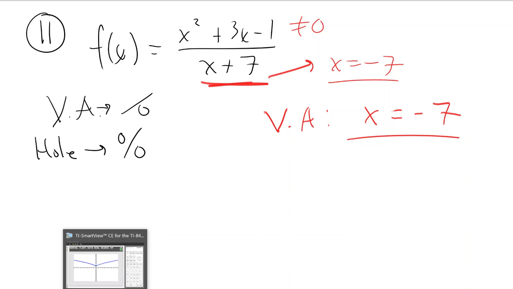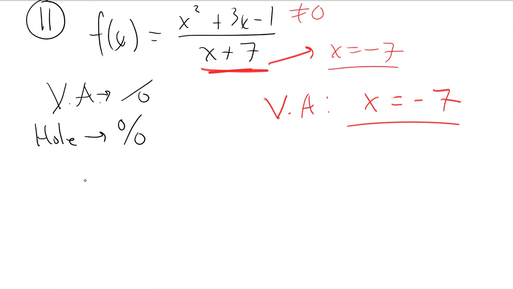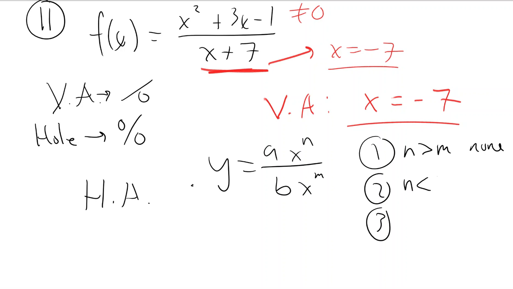What about horizontal asymptotes? Okay, horizontal asymptotes are where you have to compare the degree of the numerator to the degree of the denominator. And 3 different things could happen. The degree of the numerator could be bigger, and then you don't have a horizontal asymptote. Degree of the denominator could be bigger, so y equals 0. And if the degrees are equal, you put y equals leading coefficient over leading coefficient.